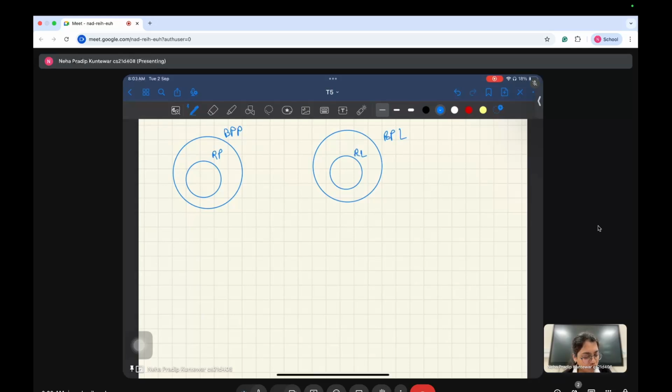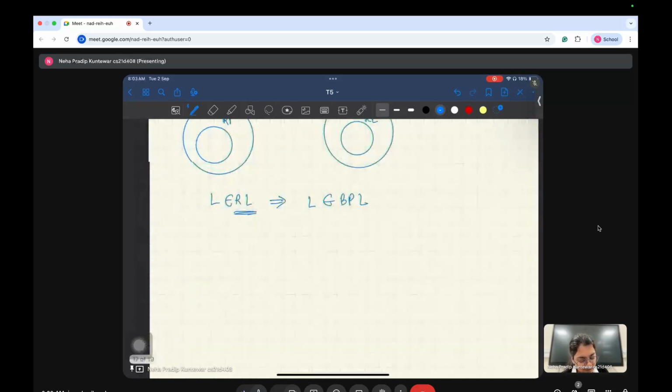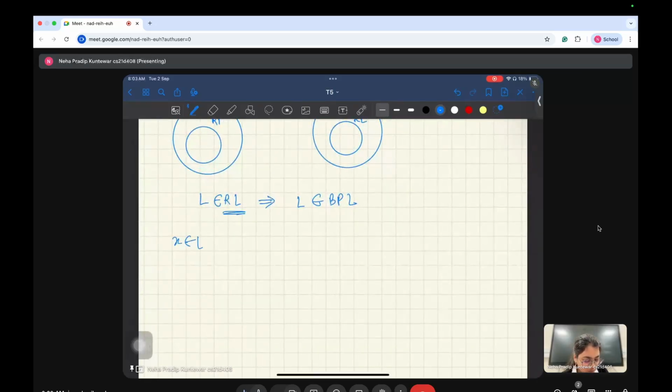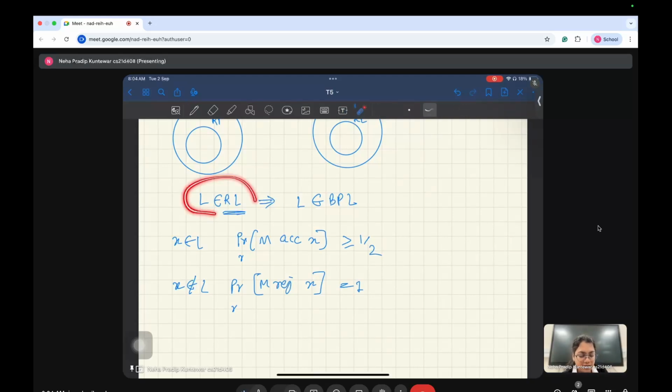So how do you show that? If L is in RL, then L is in BPL. This is what we want to show. So let's write out the definitions. If L is in RL, then if X is in L, the probability that M accepts X is at least half, and if X is not in L, then the probability that M rejects X is equal to 1. This is what we have, assuming L is in RL.